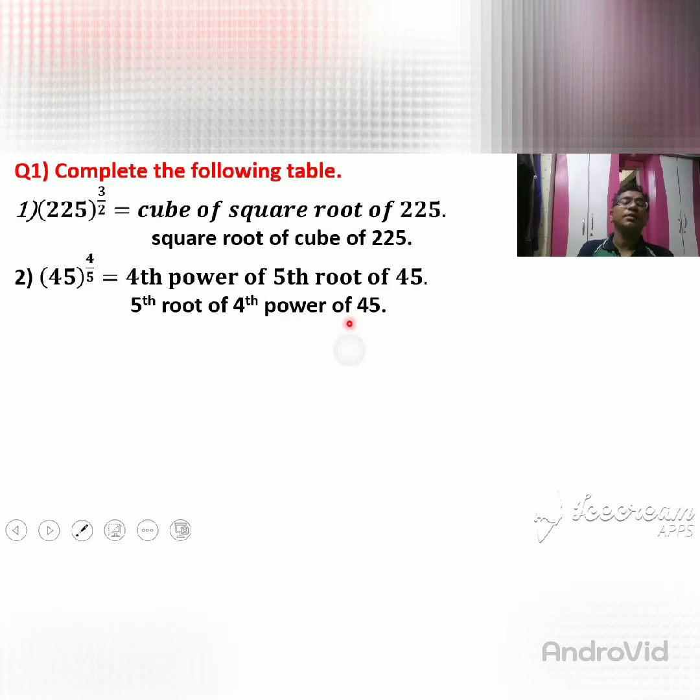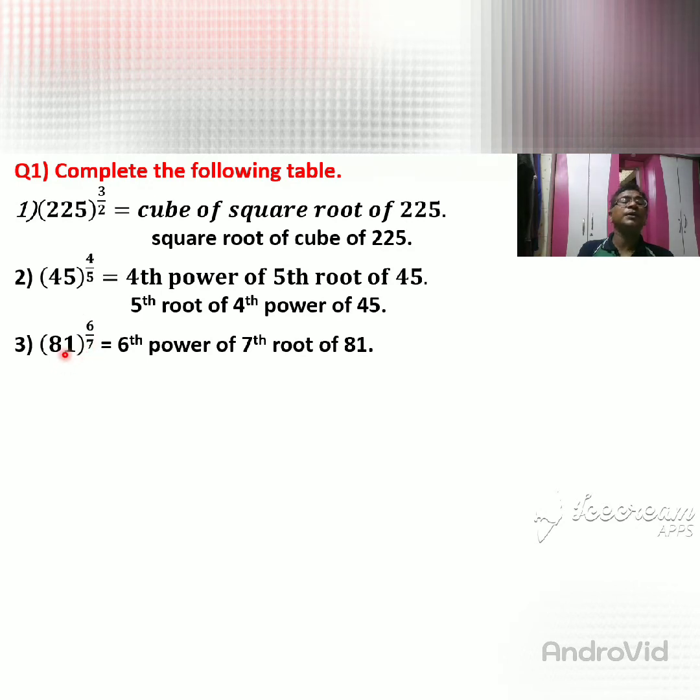Do you understand? Then third problem, what is given? 81 indices 6 upon 7. So here is the power, which is the power 6. So sixth power of seventh root of 81. Here it is right: sixth power of seventh root of 81.